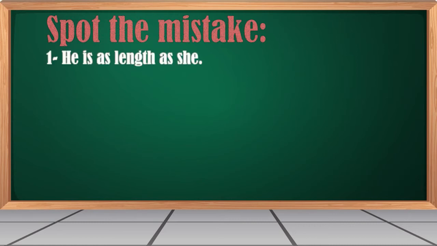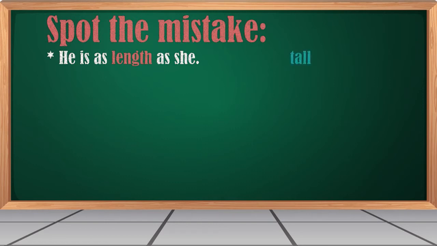Number 1, he is as length as she. So what is the mistake? Look at this word, length. Length is adjective or it is a noun? It's a noun. And we said before as plus adjective, and adjective in positive adjective. So the correct answer is he is as tall as she.